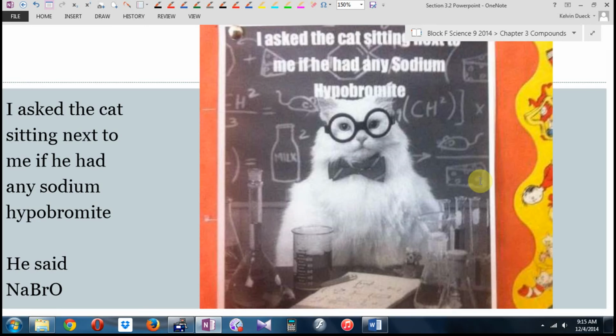How many capital letters do you see in that particular compound? 3. That's got a polyatomic. BrO is called hypobromite. And you'll notice also, it's a non-metal and a non-metal. That's a covalent bond. This is a polyatomic ion bonding with a metal.